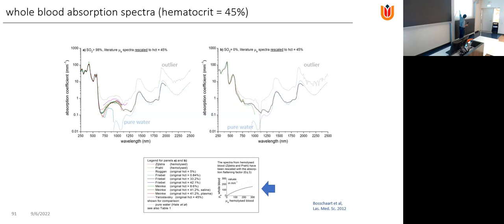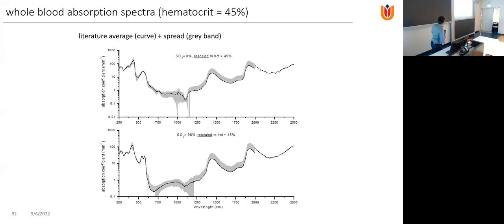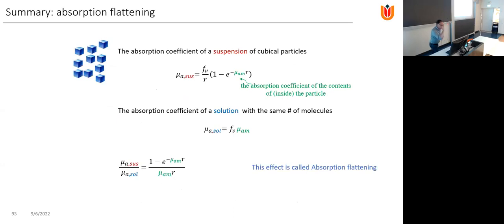This is for oxygenated hemoglobin, and on the right-hand side deoxygenated hemoglobin. Then you can compile these. You can calculate the weighted average of these spectra and end up with this. So this would be the average, the black curve, with a little spread because of the different spectra found in literature of the absorption coefficient of blood. Very nice.